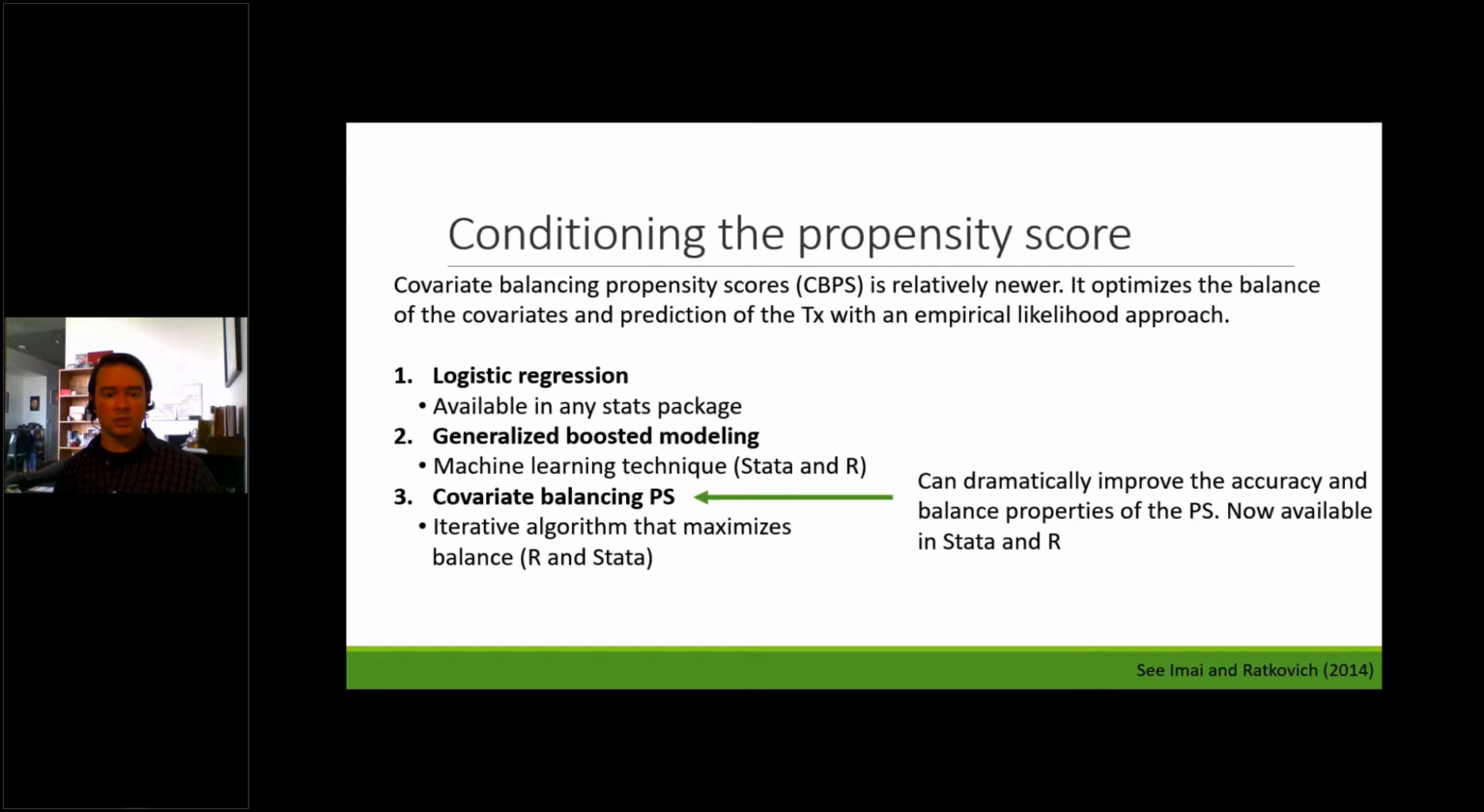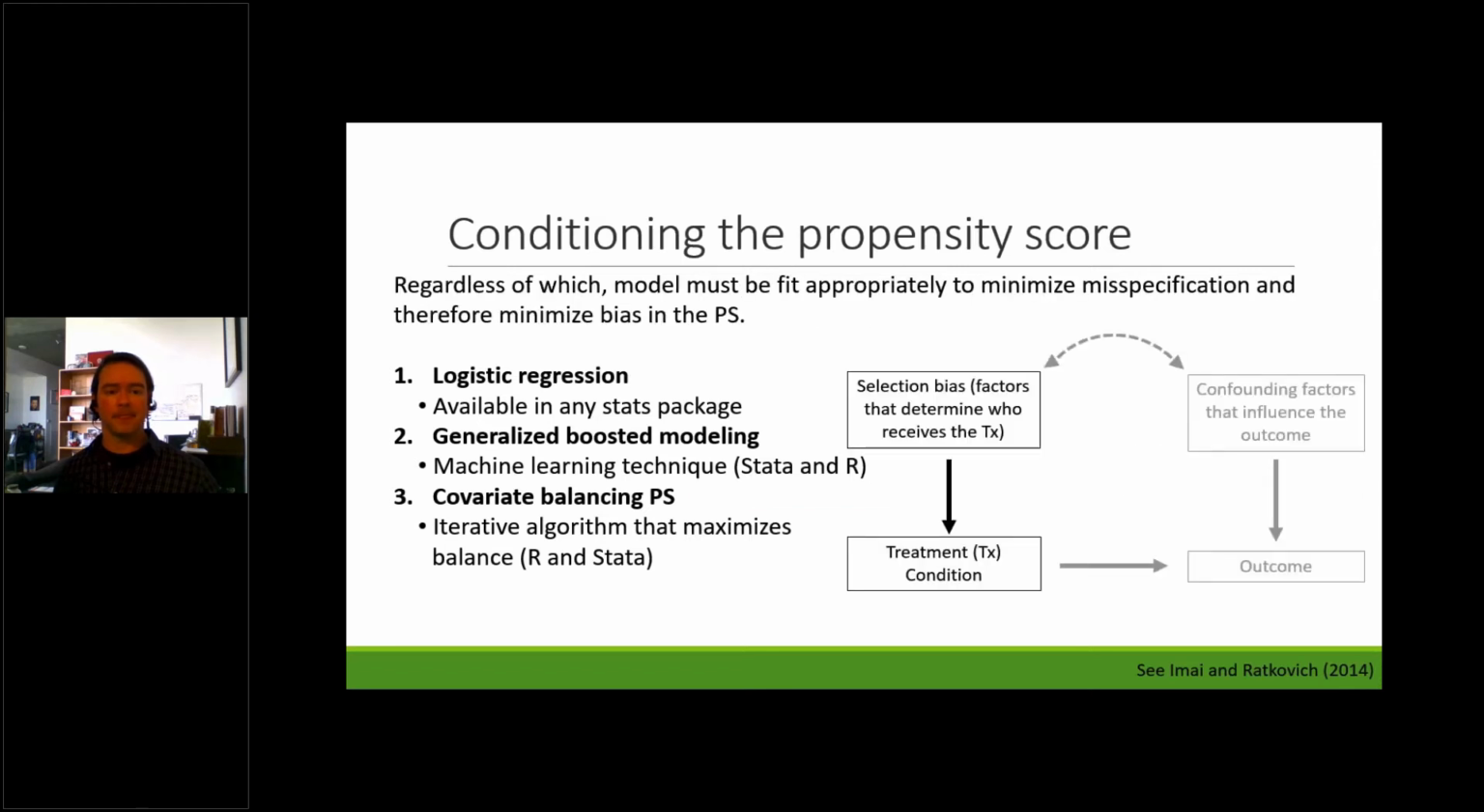Personally, I will still run all three of these and recommend to you to do the same if you are able. And then I choose the most efficient one that reduces the balance the most. About 95% of the time, I go with CBPS. Regardless of which we choose, we need to make sure that we fit the model appropriately to ensure that we minimize misspecification and therefore minimize bias in the propensity score.